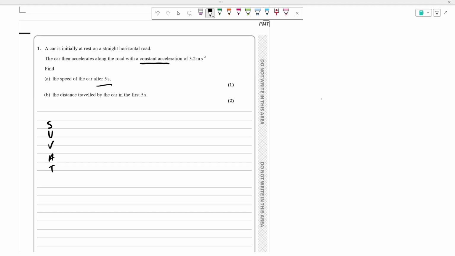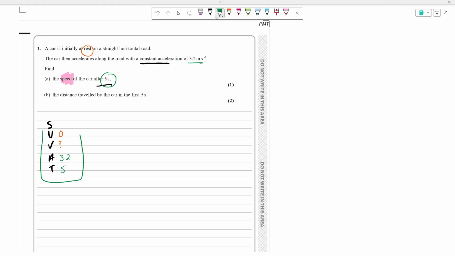So maybe you can make a speed time graph. Sometimes in those situations it's better to do. In this case, I'm going to stick with SUVAT. The question is asking the speed of the car, so I'm trying to work out V. At the start, it was at rest, so my U is going to be 0. My S, how far it has traveled, I don't really care about right now, just for part A. I do have a constant acceleration, which is 3.2, and I also have a time, which is 5.